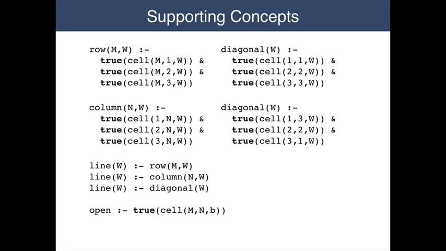Before we get to rewards and termination, here are some supporting concepts. A row of marks means that there are 3 marks all with the same first coordinate. The column and diagonal relations are defined analogously. A line is a row of marks of the same type, or a column or a diagonal. Finally, a game is open provided there is some cell containing a blank.